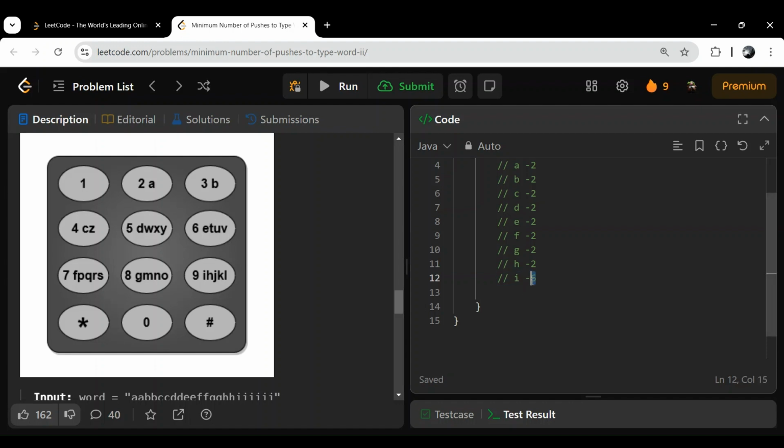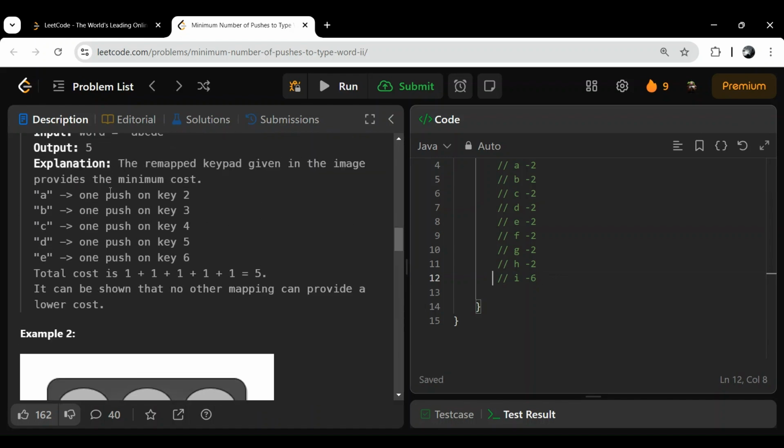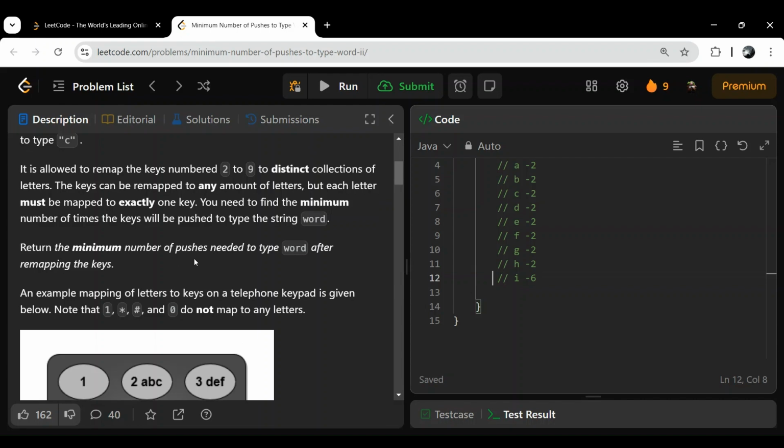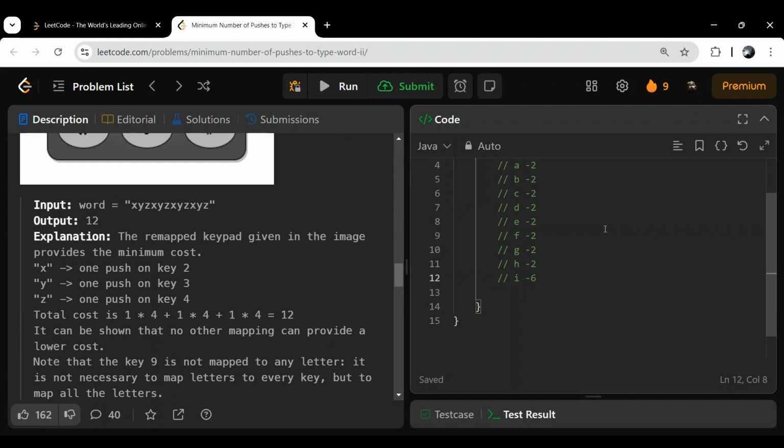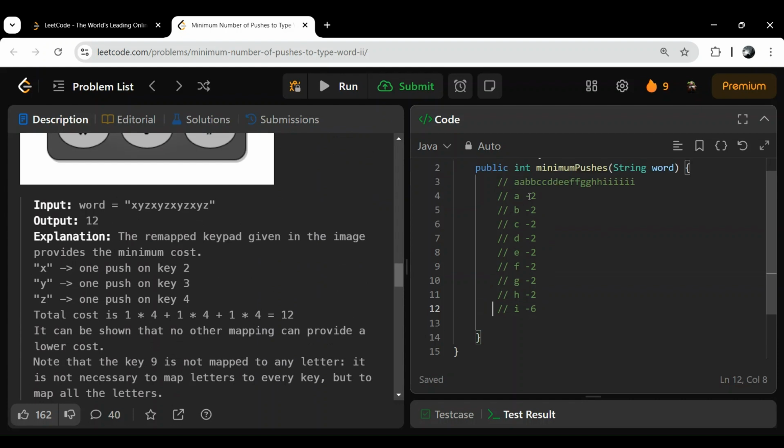So for 6 i's, it will be 6 into 2, it will be 12. Okay, so 6 is less than 12, we have to return the minimum number of pushes. Okay, the number of pushes needed to type the word. So what we will do is we can sort this by values.